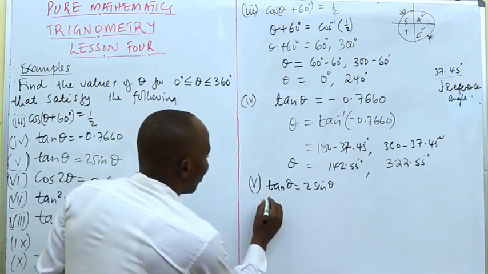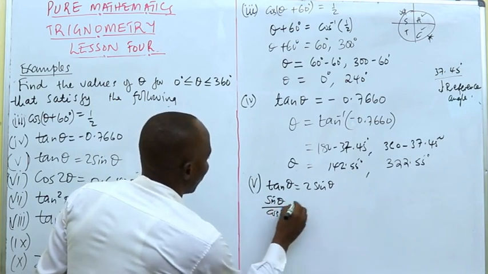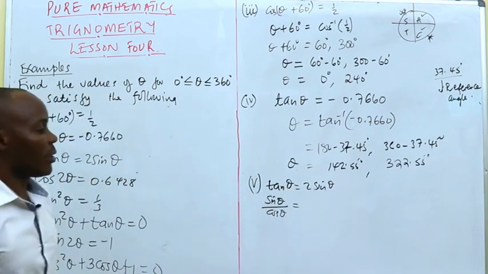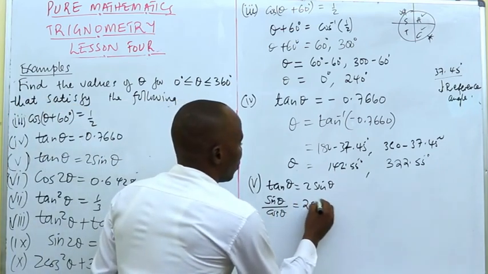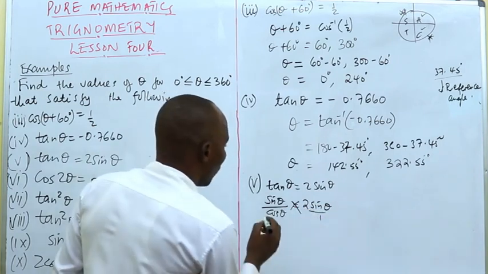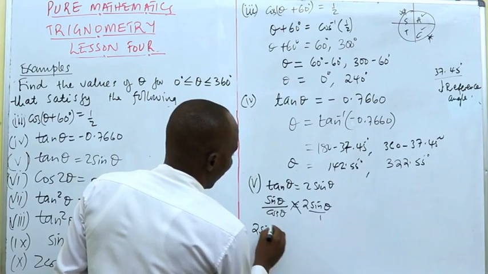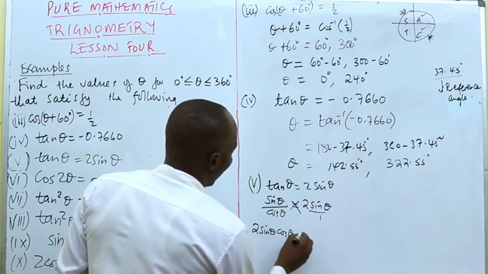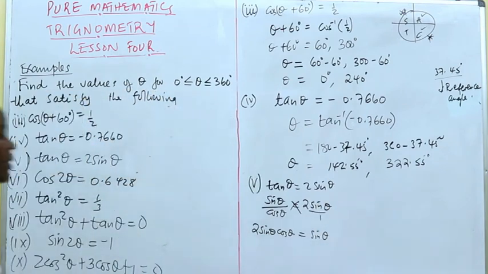Now, you express this in terms of sine theta over cos. I gave it to you. Tan theta is sine theta over cos theta. This one is equal to 2 sine theta. You cross multiply. If you cross multiply, you'll get 2 sine theta cos theta is equal to sine what? Theta. I've just cross multiplied there.